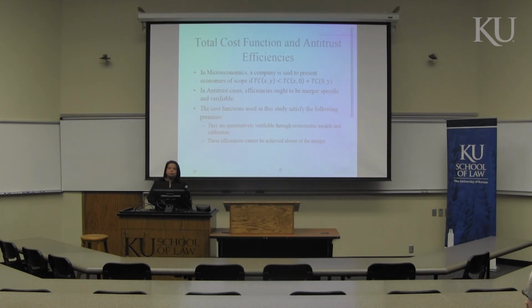In microeconomics, companies can present economies of scope. If I look at their total cost function, the total cost of producing both good X and good Y together is smaller than the cost of producing good X separately from good Y. So this is essentially the framework that we're using. In antitrust cases, as we said previously, efficiencies ought to be merger-specific and verifiable. It definitely is merger-specific because these efficiencies cannot be realized absent the merger. They can only be realized if both goods are being produced under the same production function, so under the same decision agent, sorry. And it is verifiable in the sense that it provides me with a quantitative tool to actually see whether those things are happening or not.